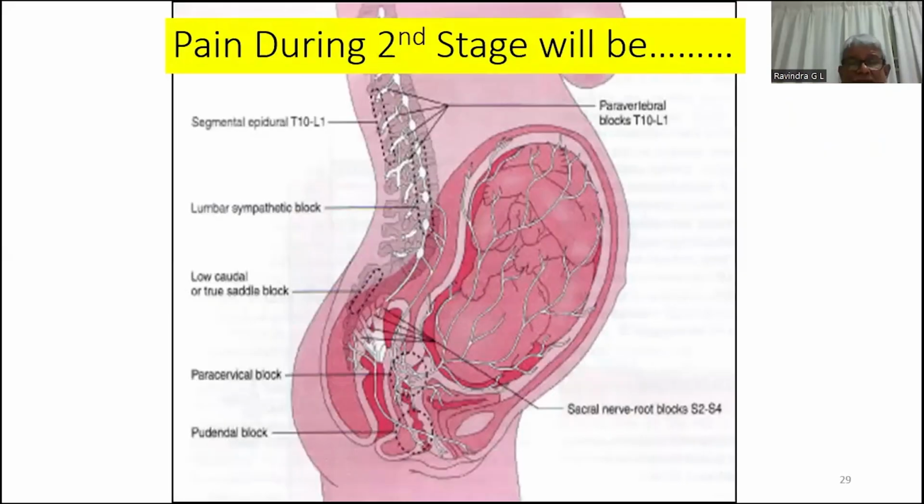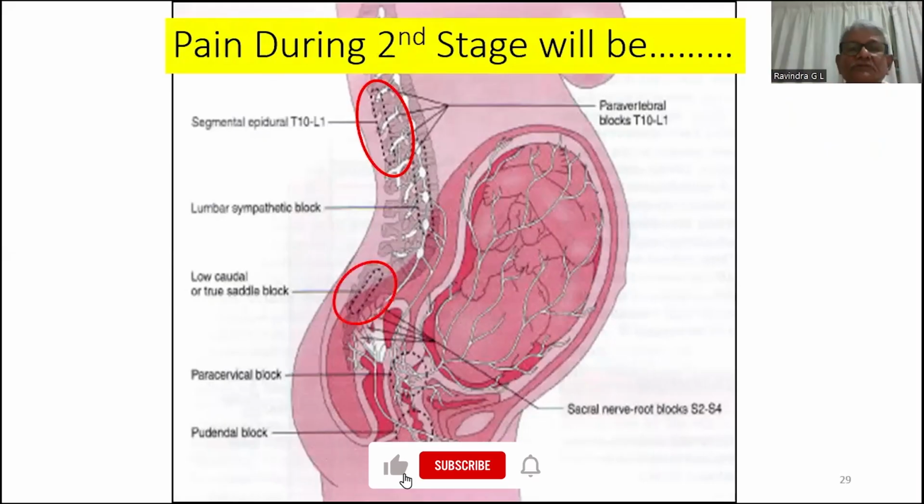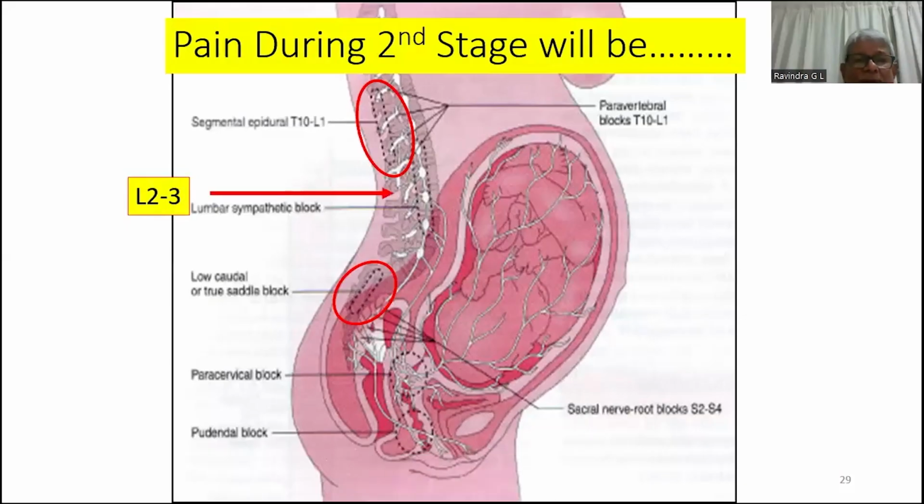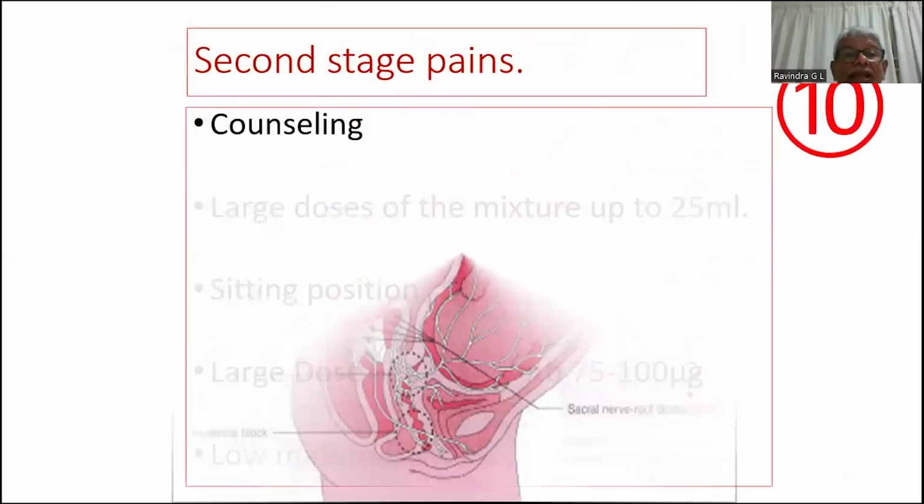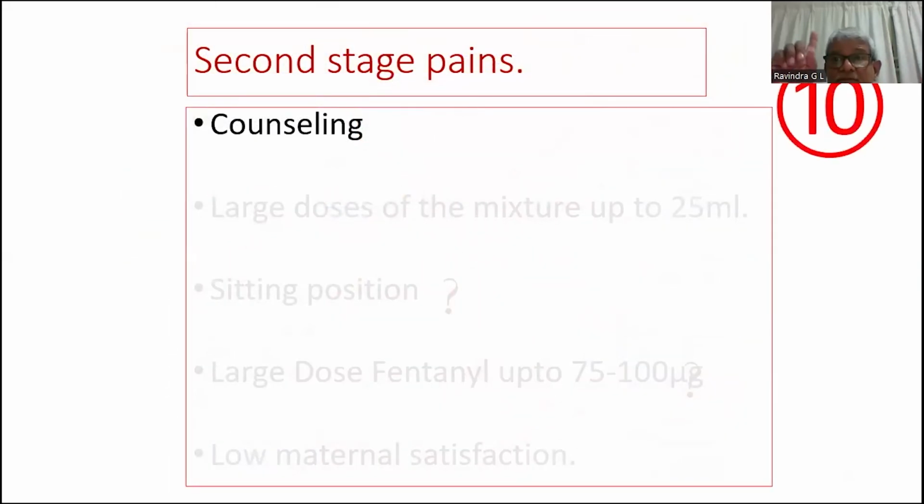Now, the pain during second stage, as I have talked about last time also, goes to T10 to L1 high up and S2, 3, 4 low down. Most of the times you would have placed the epidural catheter either at L2-3 or L3-4. Now, during second stage, the drug has to ascend up as well as descend down. And that is the reason why you need to give a large volume. That is the main thing.